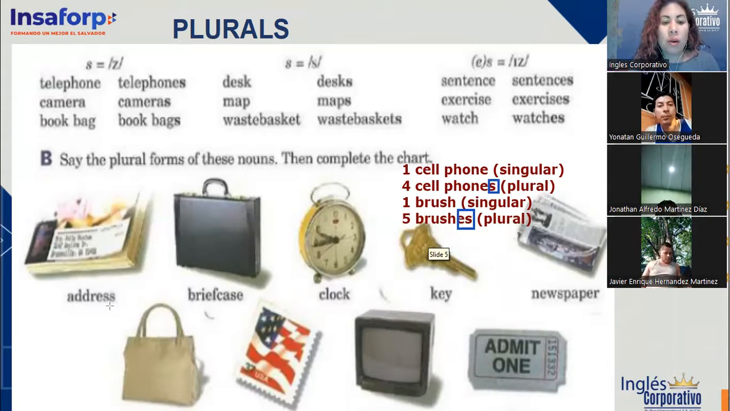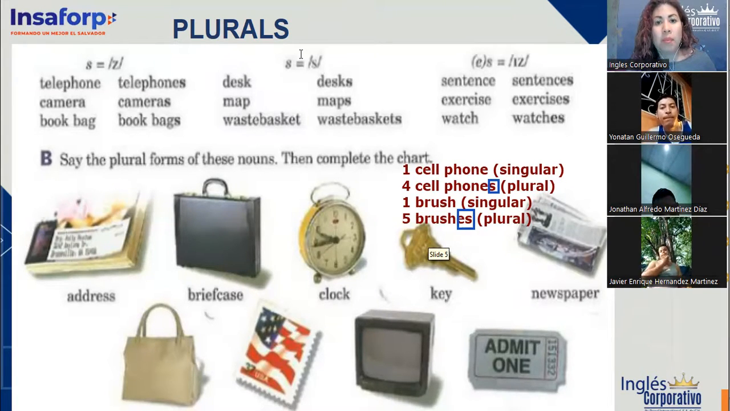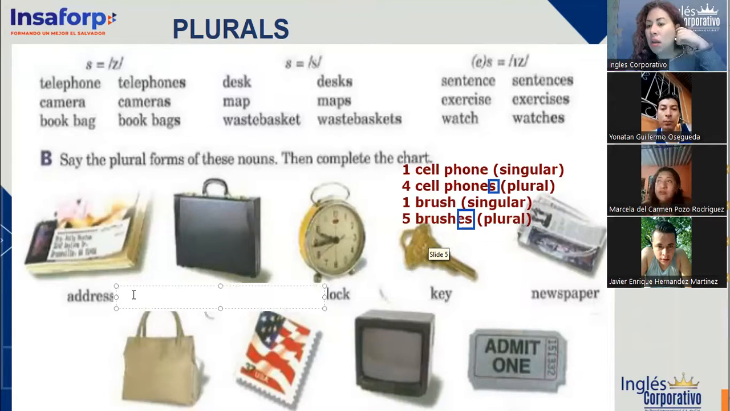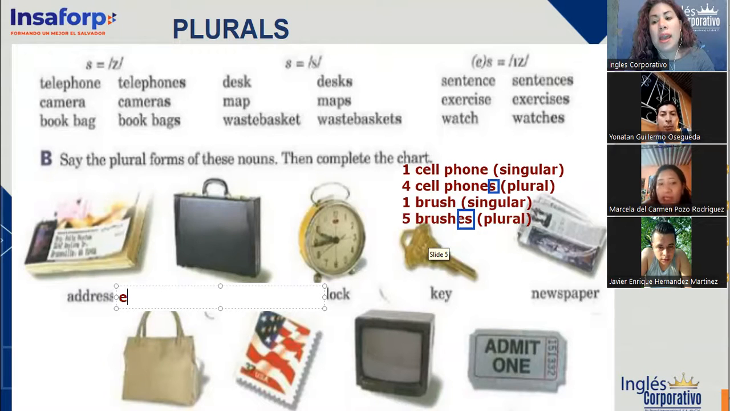Okay. Entonces ahora vamos a hacer esto juntos para que podamos identificar. Okay, so, this address, ¿qué le vamos a poner? Address. Le vamos a colocar una... Yes, Marcela. Una I, o sea, E. I, yeah. S, E, S, very good. ¿Por qué?